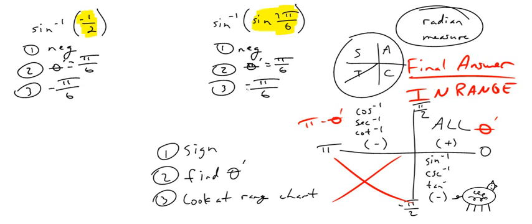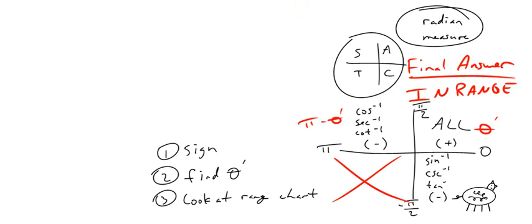So let's keep all this information up here, but let's do some different ones here with cosine and whatnot. Let's do a problem where you have the inverse cosine of negative 1/2, and we have the inverse cosine of the cosine of 2 pi over 3.